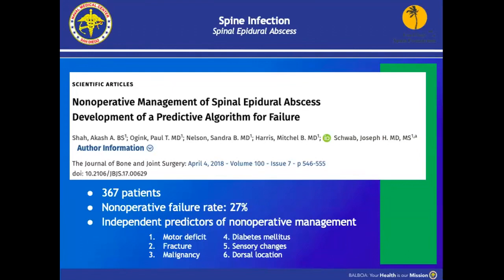Overall, just reaffirms that while less invasive treatment options are favorable in certain cases, err on the side of caution and be prompt with your diagnosis and treatment and be accurate. So take the patient to the OR when they need to go.